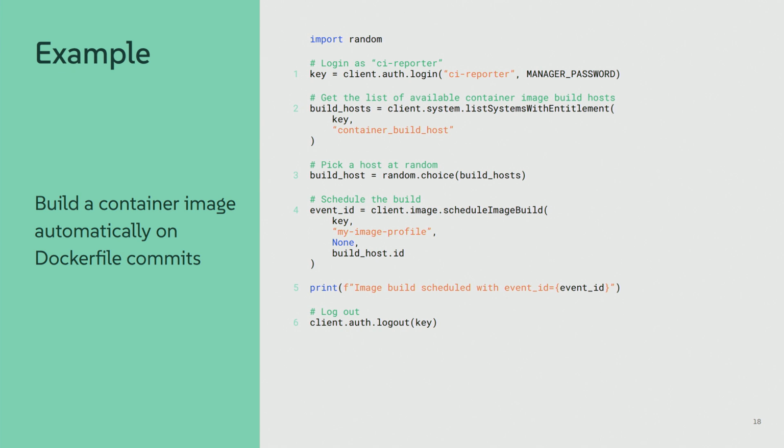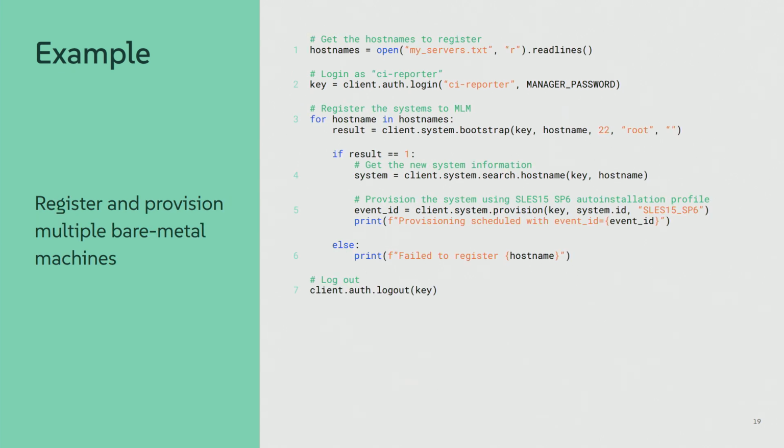Going on to the next example, registering and provisioning multiple bare metal systems programmatically. So this time I'm taking the input from a text file. And in that text file, let's imagine we have a handful of FQDNs that are freshly instantiated bare metal machines. So we're going to just go over them and provision them. So again, first up, login.